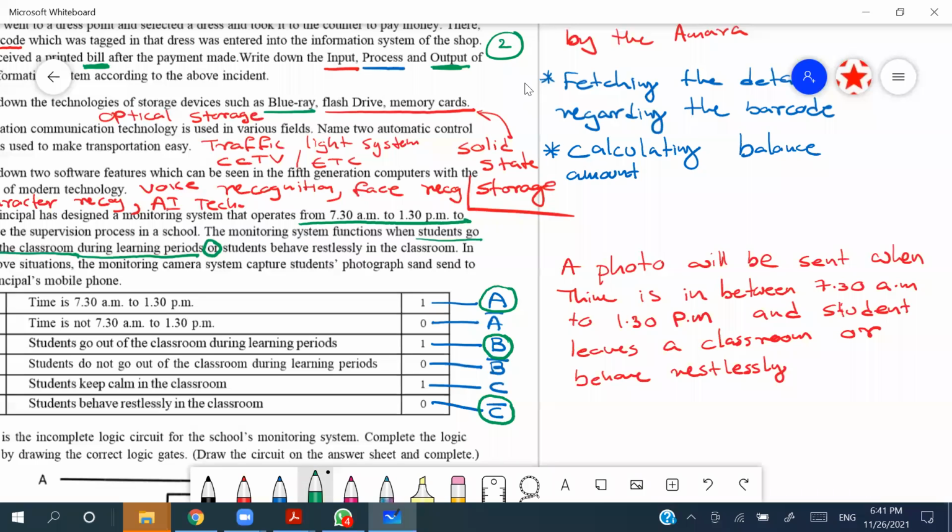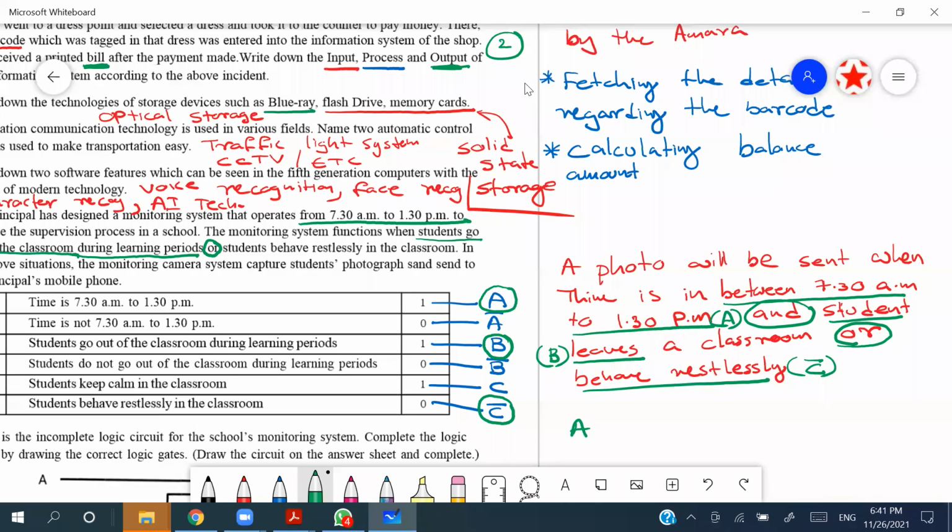So between 7:30 a.m. to 1:30 p.m. means what? It is A. And student leaves, it is B. Or behave restlessly, it is C bar. So the expression is going to come as A and B or C bar.